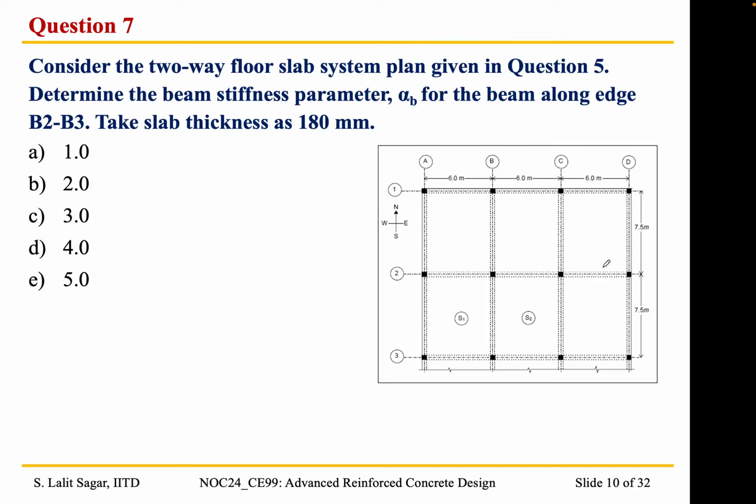Now we have found out the alpha b parameter for this beam and for these two beams. Now we need to find out the alpha b parameter for the beam along the B2 B3 edge. Okay, we can start solving the problem now.